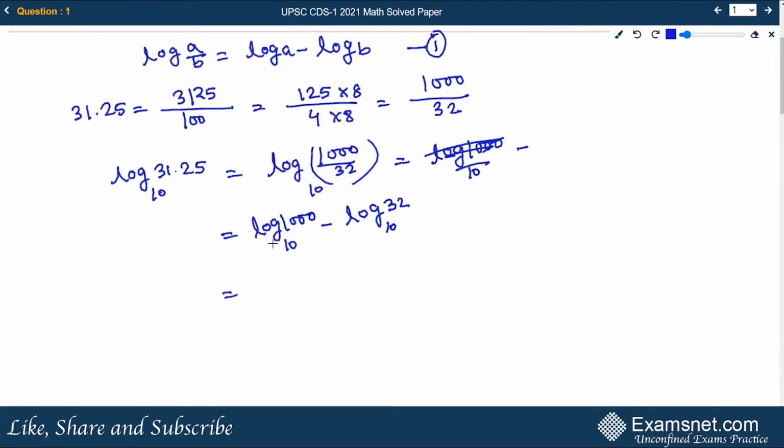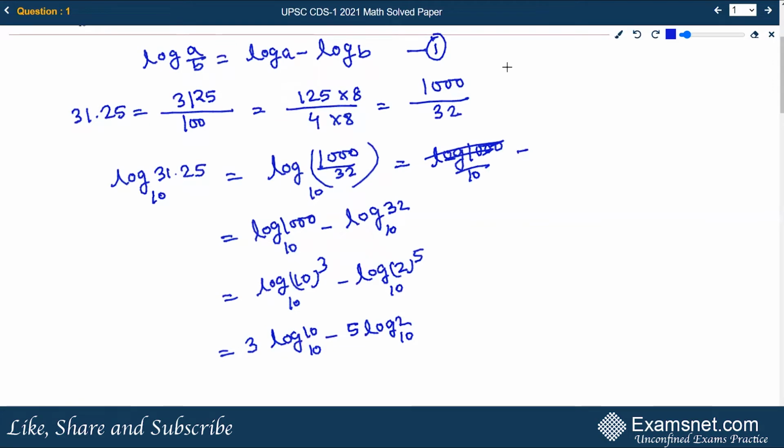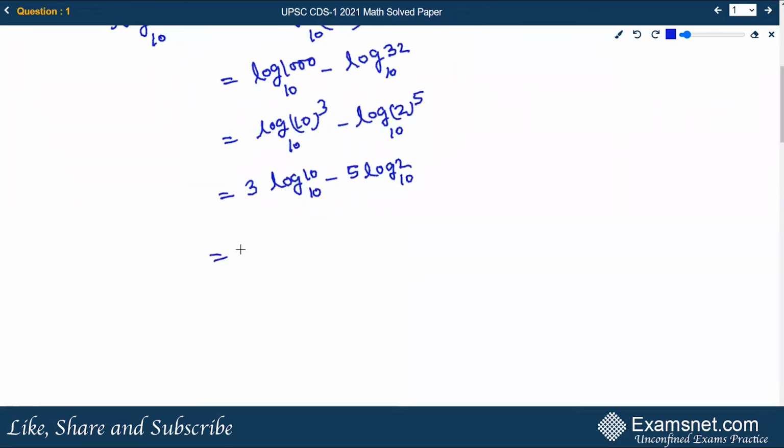Now further, 1000 can be written as 10 to the power 3 to the base 10, minus log 2 to the power 5 to the base 10. So 3 log 10 to the base 10 minus 5 log 2 to the base 10. We already know that log a to the base a gives us 1, so log 10 to the base 10 gives us the value 1. So it becomes 3 minus 5 log 2 to the base 10.